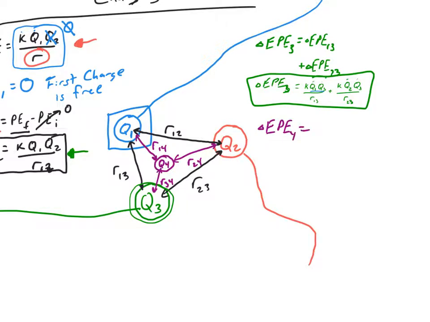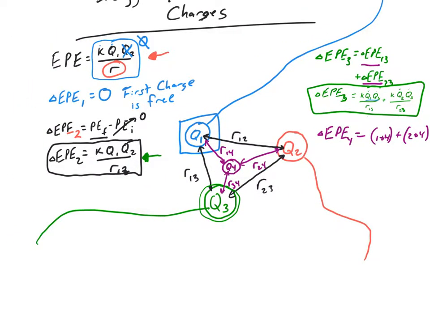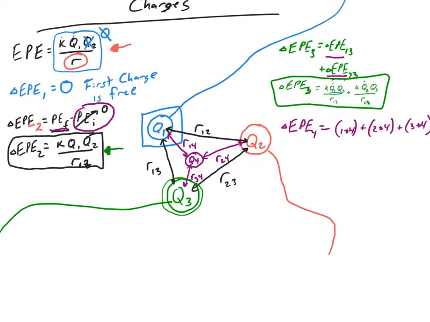This will include an interaction between 1 and 4, an interaction between 2 and 4, and an interaction between 3 and 4. And I'm just doing this as a shorthand for what I set up here. Okay, those are each individual electric potential energies. Again, because the initial was 0 because everything's an infinite distance away at the start, I can just focus on the final potential energies.